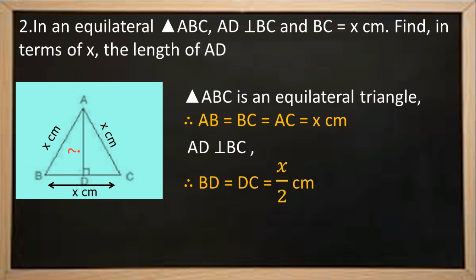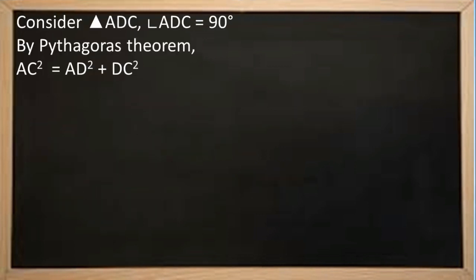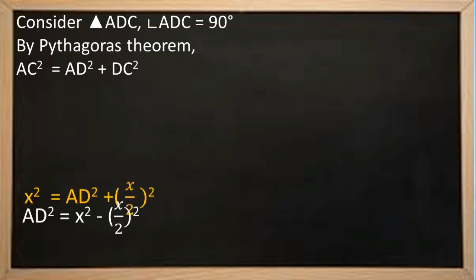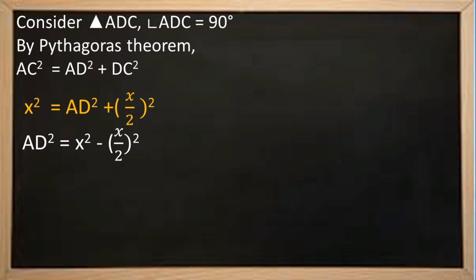Next, let us consider any one triangle here. Consider triangle ADC where angle ADC is 90 degrees. By Pythagoras theorem, AC square is equal to AD square plus DC square. Observe the diagram, children. There is a right angle at the point D, so find out the opposite side as the hypotenuse. Substitute the values. x square is equal to AD square plus (x by 2) whole square.